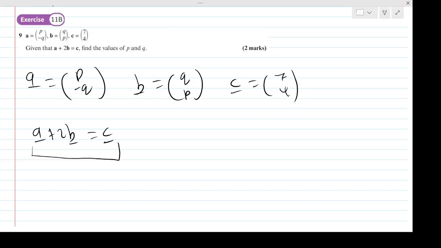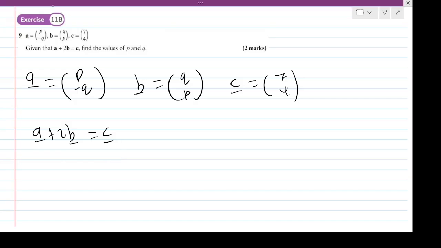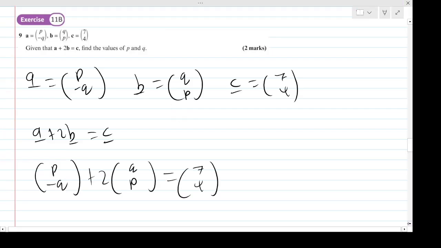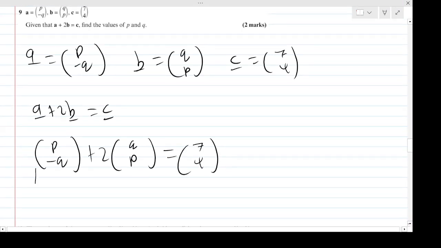Well, that's what we're going to do. Let's just consider doing this computation. So A add 2B, if we substitute our values of A and B in, that's telling me (P, minus Q) for A, add 2 lots of B, which is (Q, P), is going to get me C, which is (7, 4). And then, okay, we can actually simplify the left side, right? We can add these two vectors together.